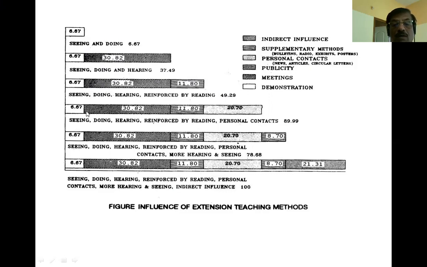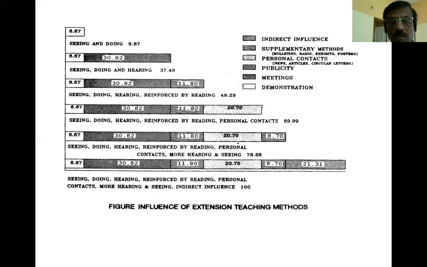So you can see the different combinations, and the percentage of impact goes on rising. You can see only 6.7% here, then 37%, 49%, 89%, 78%, to make 100% impact. This is seeing, doing, hearing, reinforced by reading, personal contacts, more hearing and seeing, indirect influence, etc. So like this, you can use more than one teaching method to influence farmers effectively.